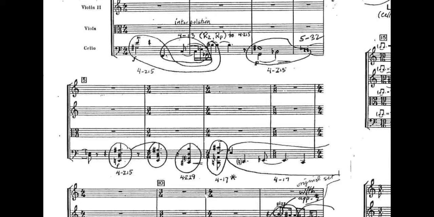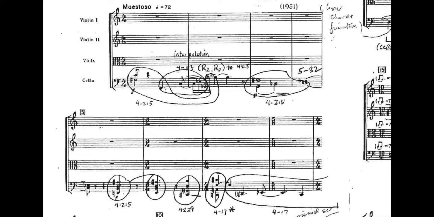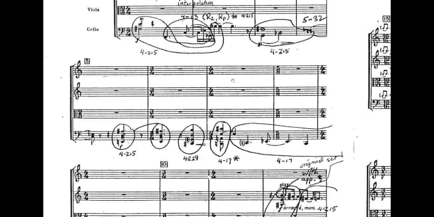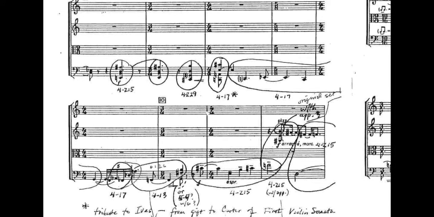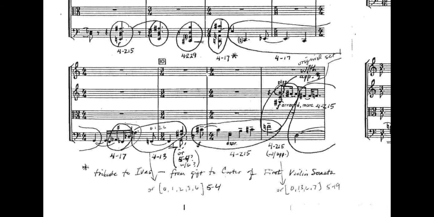There are other ones that we don't talk about that Dr. Hicks actually has analyzed here. That's what this R2 and RPR are, but we don't talk about those in this class. Maybe if you were to take a more advanced pitch class set theory class, you might talk about those. And again, another 4Z15 here. If we were to crunch this down, we would move this E up, and this is the upside down of the 0146, and here's another 4Z15.